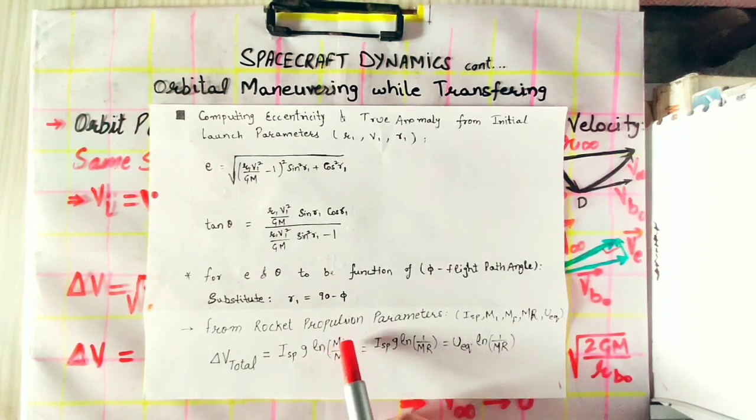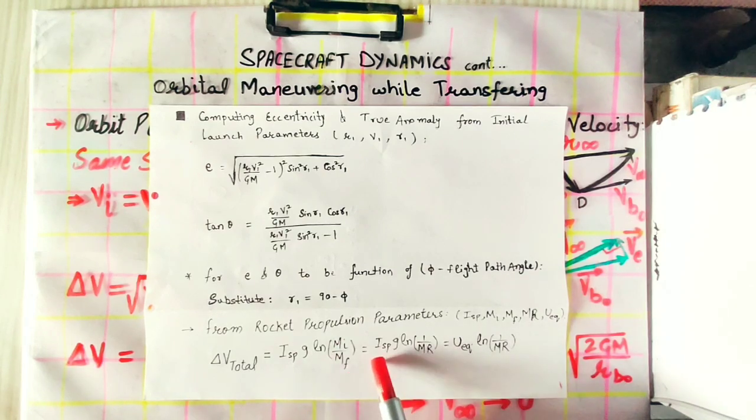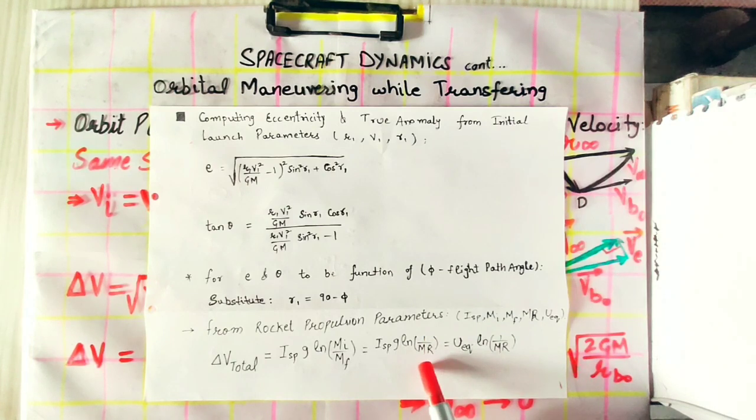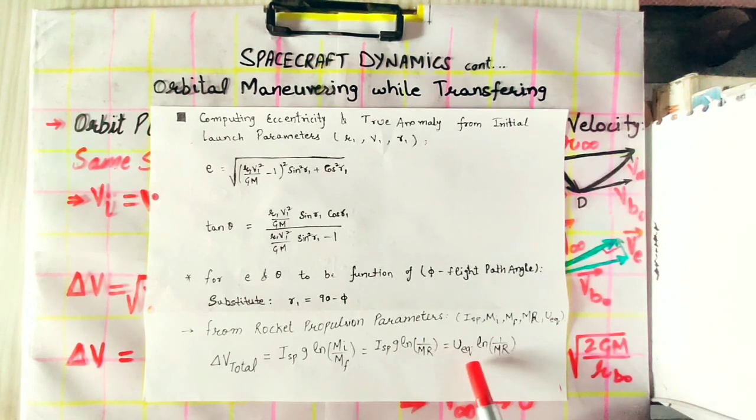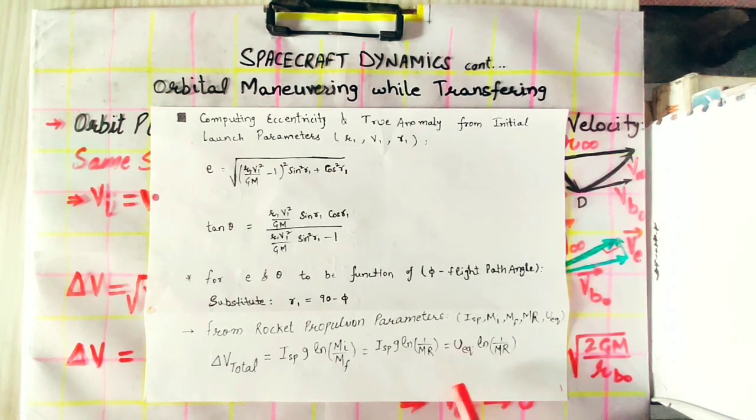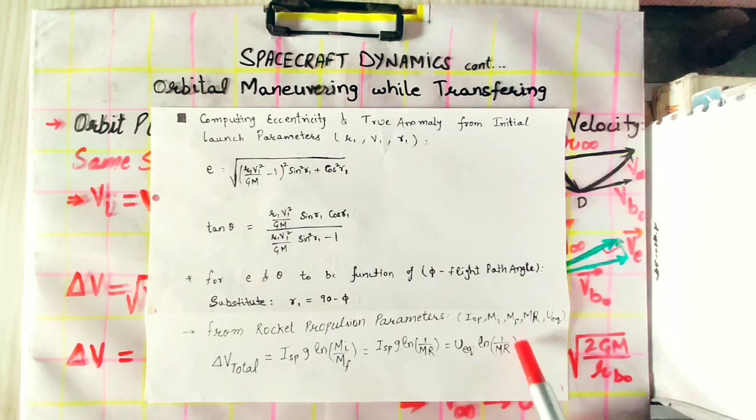This is the natural log of initial mass to final mass, which is equal to ISP G ln, where G is the acceleration due to gravity, natural log of the inverse of mass ratio, and ISP into G is equal to the U equivalent, that is the equivalent velocity of the rocket, or the exhaust coming out of the rocket. So delta V total is equal to U equivalent times the natural log of the inverse of mass ratio.